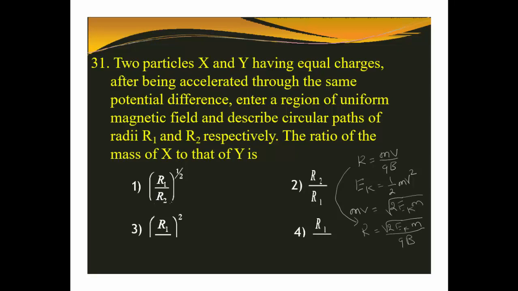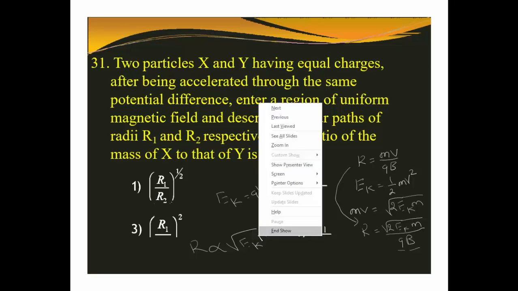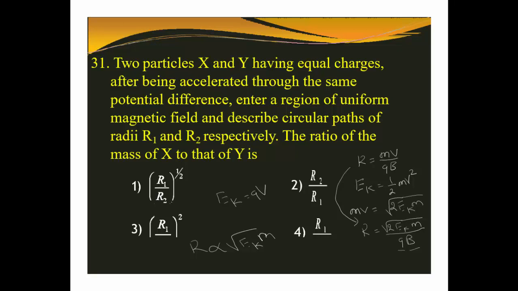Here q is the same because the two particles have the same charge and enter the same magnetic field, so q is the same and B is the same. The radius is directly proportional to root of 2Ek into m. Again further, Ek is also written as q into V, so I will replace root of Ek into m.